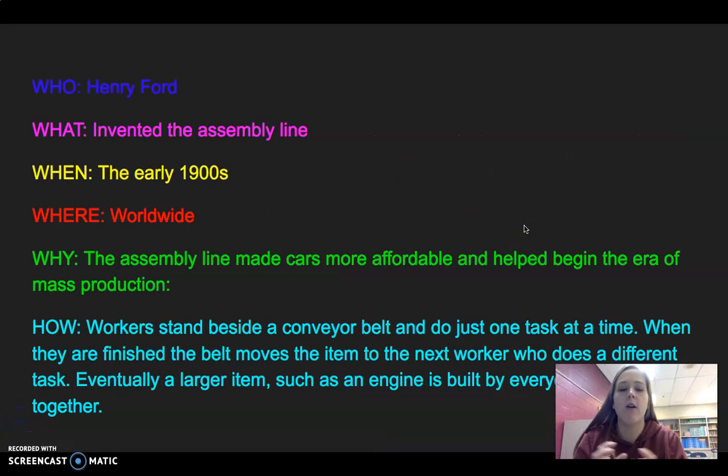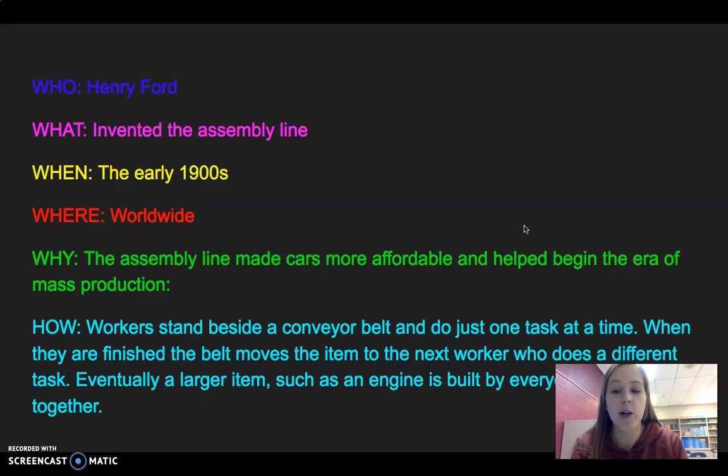Okay, so if we take all that information and we put it together into a graphic organizer, here's what we have. Who the article was about was Henry Ford. What Henry Ford did was he invented the assembly line. When he invented the assembly line was in the early 1900s. Where? Worldwide. Why does it matter? Why are people still talking about it? Because the assembly line made cars more affordable and helped begin the era of mass production.